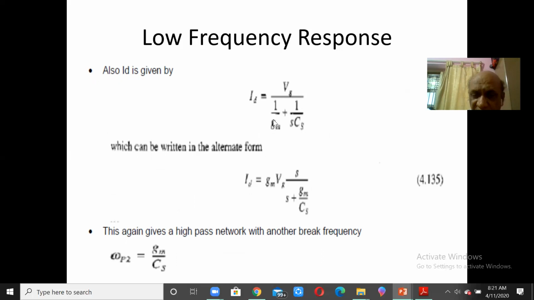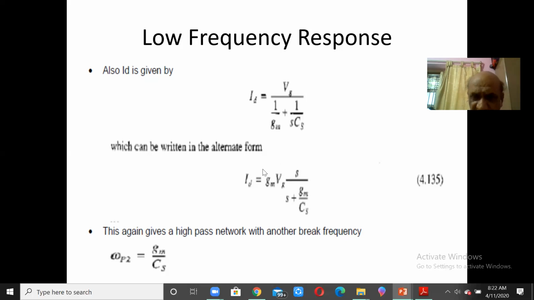Vg divided by 1 by gm plus 1 by SCS, which can again be written in the alternate form. You can just take out gm Vg as common, then this will become S divided by S plus gm by CS. So again, it is of the form S by S plus omega p2, wherein this value gm by CS will be the omega p2.